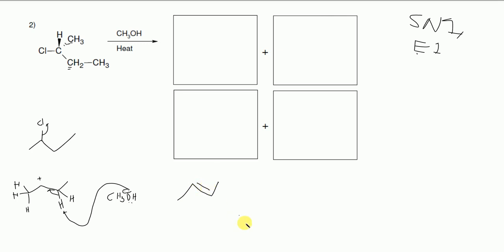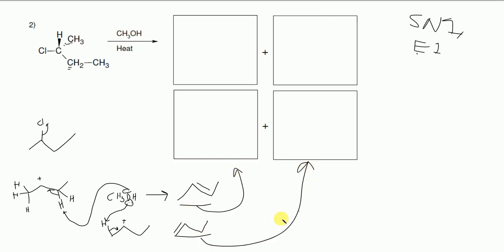I'm going to get this, right? And if I take the other side, right? So let's say I have a hydrogen over here. Let's say I took the other side. What this will do, positive charge over there, this is going to form a double bond right there. So I have two different products. So I have this one and I have this one, and I'll just put one of them in one of the boxes, okay?